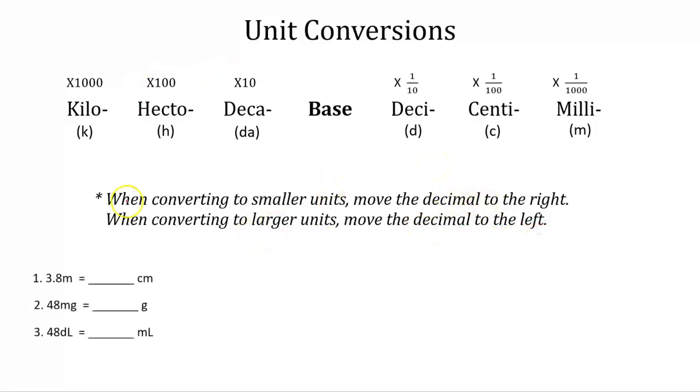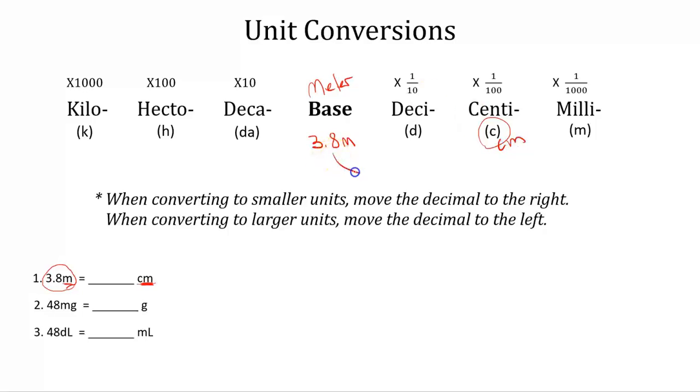Let's say you have a measurement of 3.8 meters. Meter would be the base unit for length. So we're measuring some sort of length of some kind. And I want to know how many centimeters is equivalent to that 3.8 meters. Okay, well here's the base. Meter is the base. So we're starting here. We have 3.8 meters. And centimeters is over here. And I want to figure out how many centimeters it is.